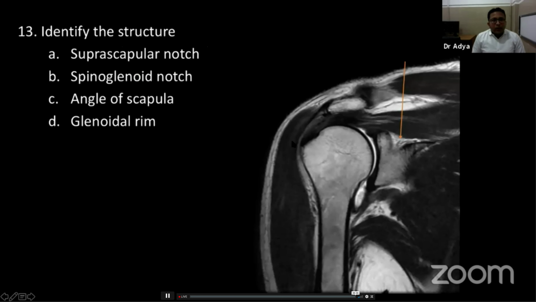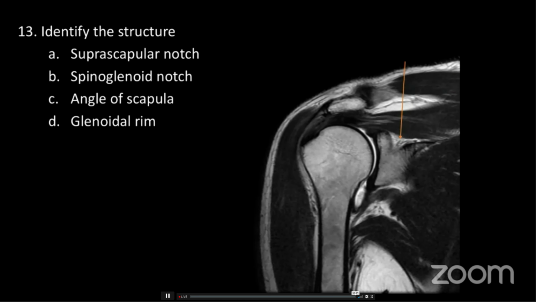13. Identify the structure. A, suprascapular notch. B, spinoglenoid notch. C, angle of scapula, or D, glenoid ring? The poll is live, sir. I'm ending the poll, sir.